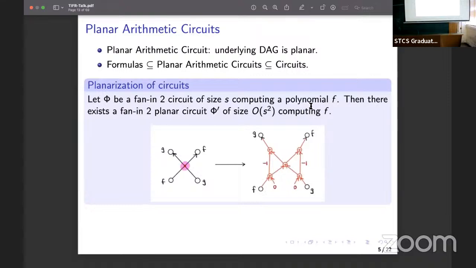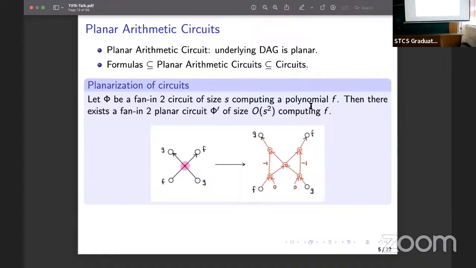The number of crossings in a circuit is like the number of edges choose 2. And any planar graph has roughly 3n minus 6 edges. So s squared will be the bound you get after you planarize this circuit. You can construct another circuit that computes the same polynomial but is now planar, but the blow-up in size will be from s to order s squared, the quadratic. You have to be slightly careful while planarizing, in the sense you have to fix an embedding of the original circuit, and you must paste this gadget in a neighborhood such that there are no other vertices or edges. So you have to be slightly careful, but it's not hard.